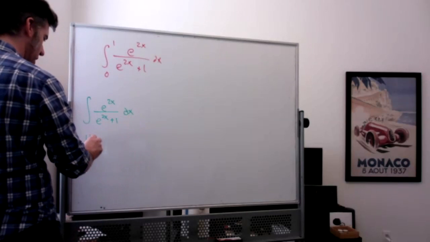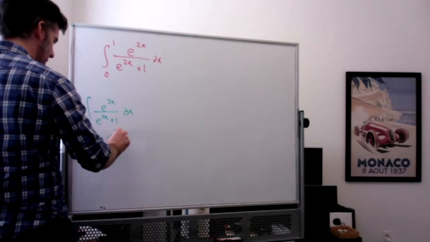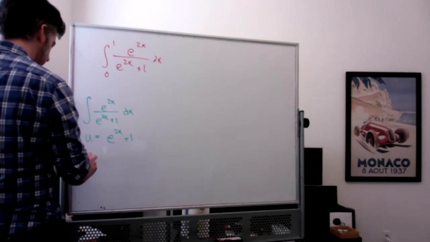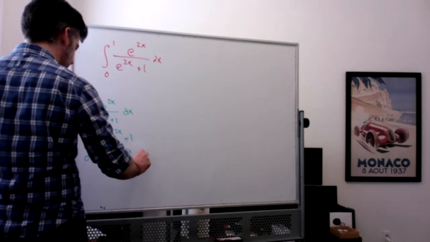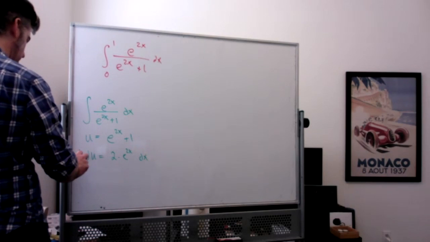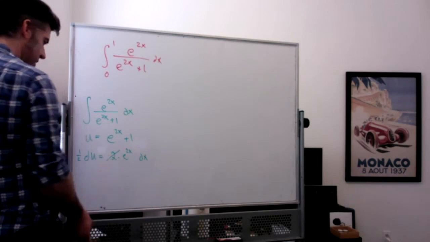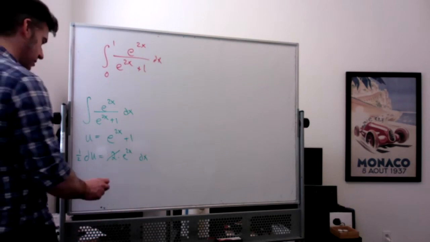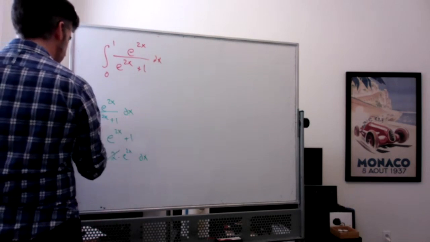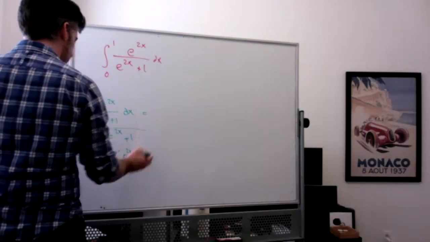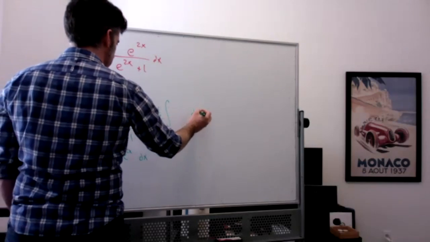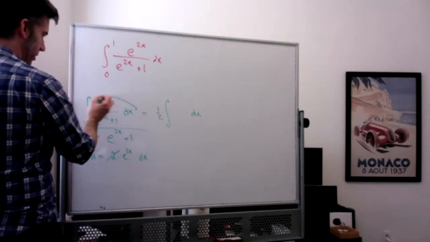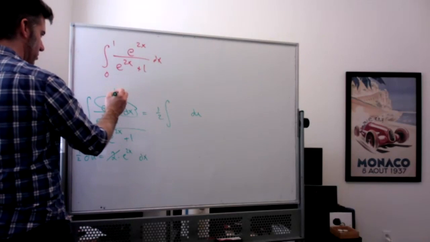I'm going to do a u sub. I'm going to let u equal the denominator. My du is going to be 2 times e to the 2x dx, and then divide by 2. So 1/2 du equals e to the 2x dx. So then this is going to become the integral of 1/2 du. Right, there's my 1/2 du.